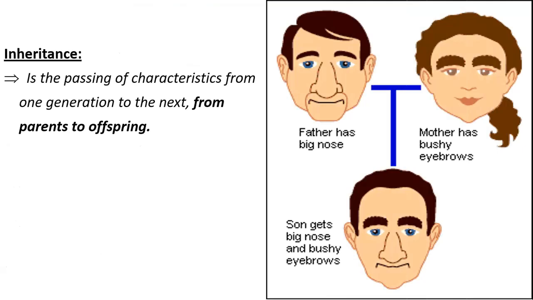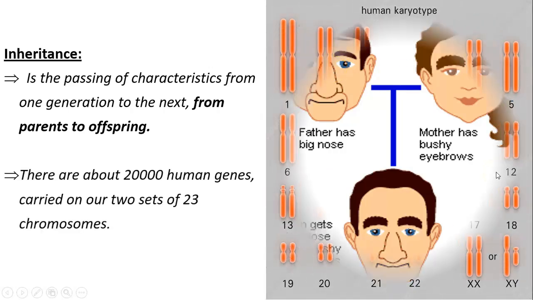What's inheritance? Inheritance is passing the characteristics from one generation to the next one, which means from parents to their offspring. What can you see in this photo? You see the father and the mother. And now you can see the son has a mix of characteristics. Some of them inherited or taken from the father, and some of them are inherited or taken from the mother.